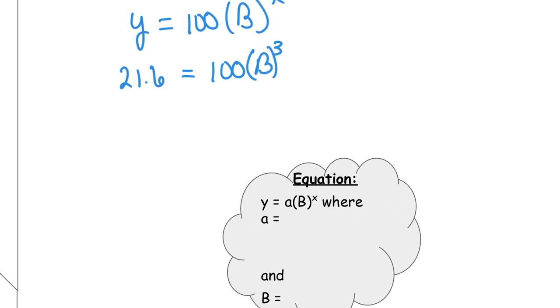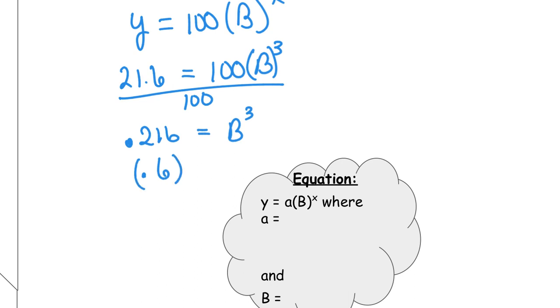What happens when you take 100? We're going to divide by 100. So what happens when you divide by 100? Does that become this right here? Yes? Yeah. So then 0.216, did you know that's 0.6 cubed? No. Oh, wait, yeah. 6 times 6 times 6 is 216. It's just the decimal that kind of throws us off.